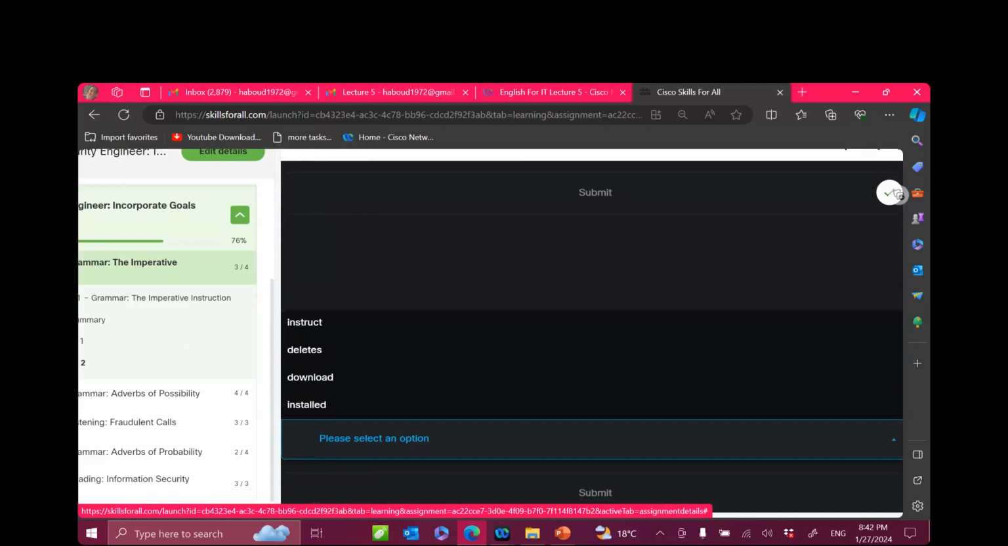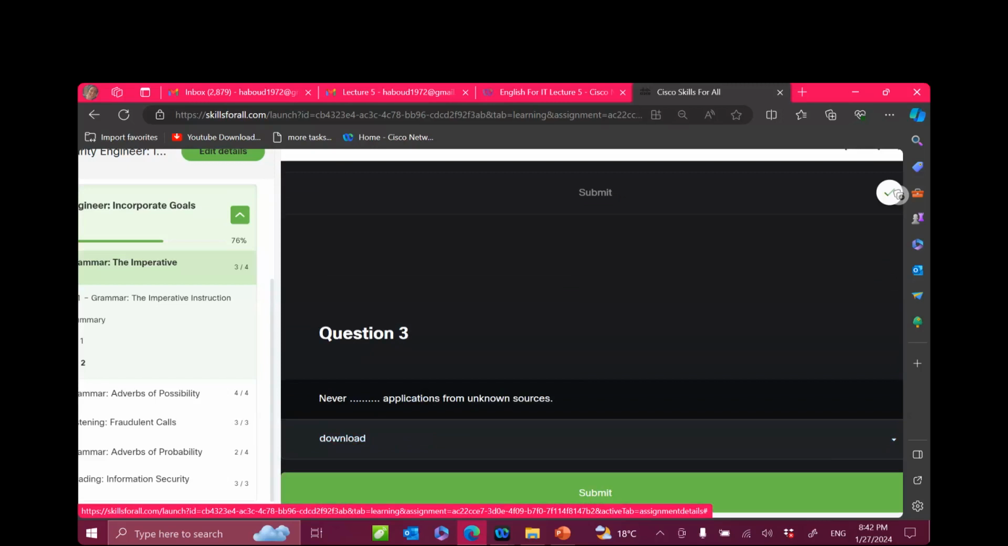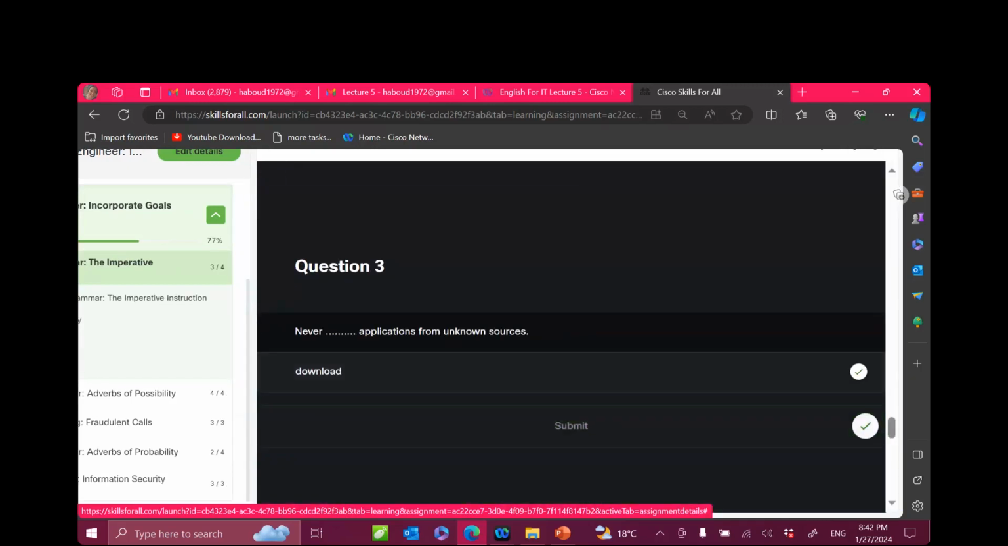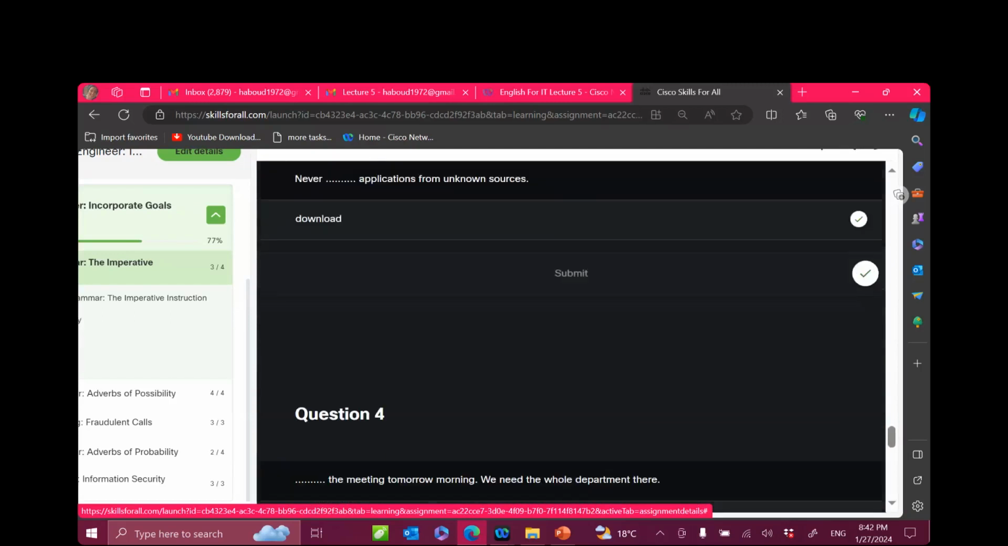طيب instruct delete طبعا مستبعدة عشان فيها اس. Download installed مستبعدة لأن هي في الباست. يبقى عندي instruct أو download. ايه المعنى الصحيح اللي عندي هنا؟ برافو. Never download applications from unknown sources من مصادر غير معلومة.